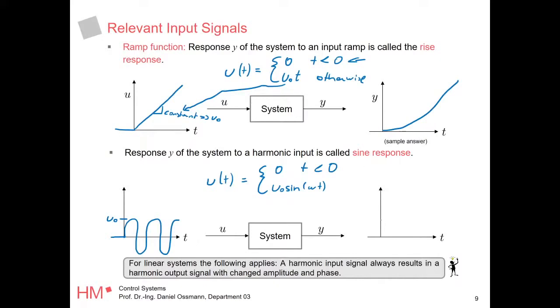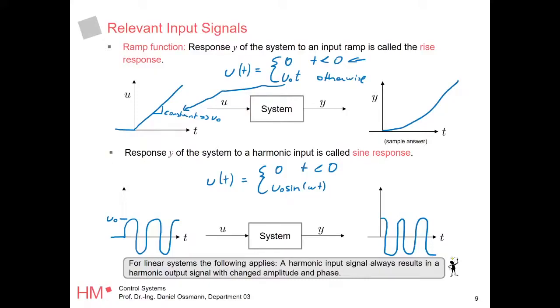Okay, here the answer could be, well, the thing is, this is actually pretty important, but we will come back to that later. A linear system always responds to a sine wave with a certain frequency with a sine wave with the same frequency. And this is actually pretty important when we move to the Bode diagram, which you might have heard about in electrical engineering already. So a harmonic input signal always results in a harmonic output signal with changed amplitude and phase. Okay, what does that actually mean?